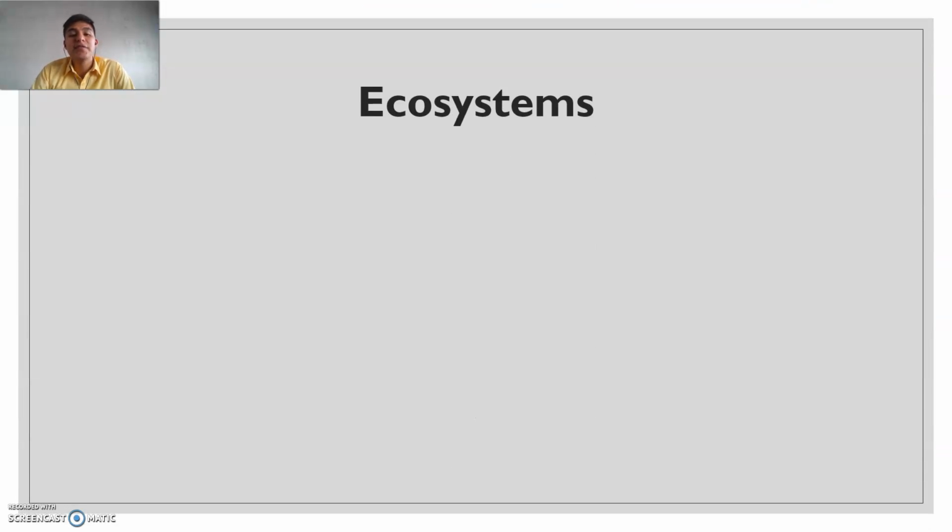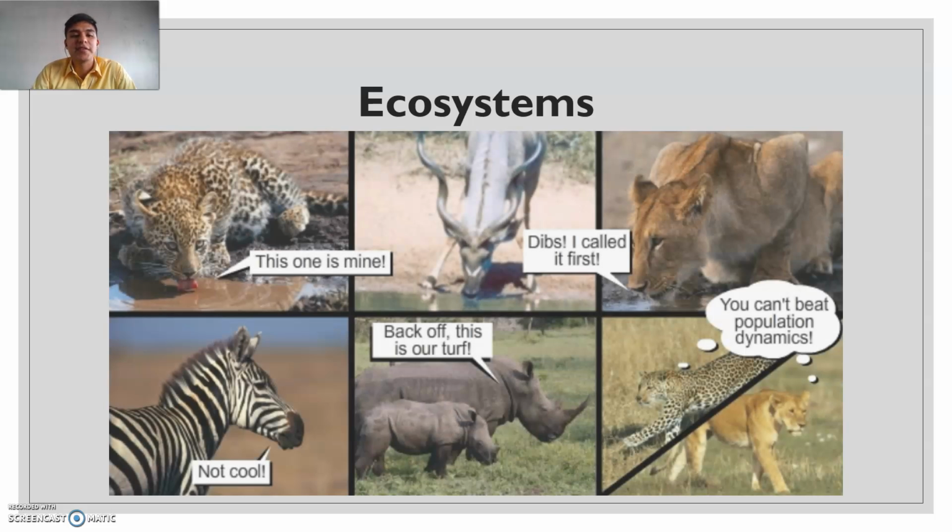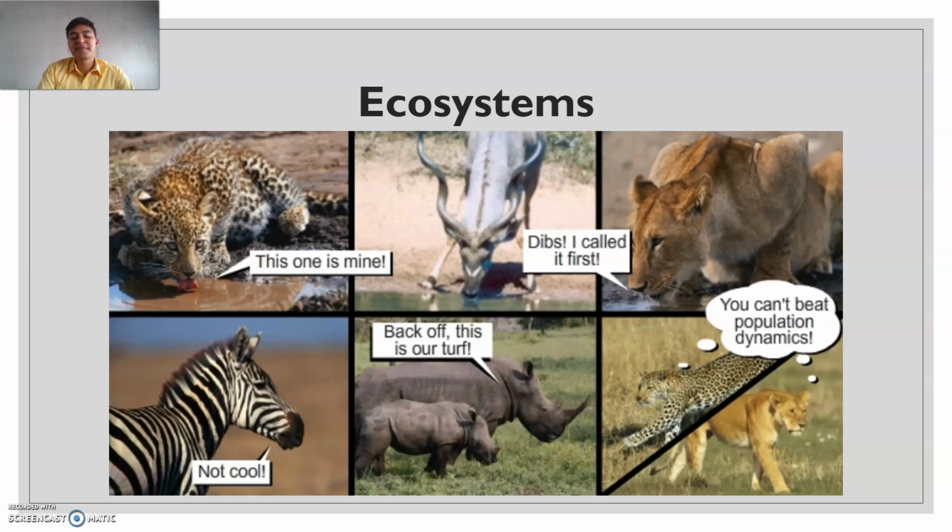Alright, so let's start. Today we're going to talk about ecosystems, which is a very interesting topic to analyze. We can represent some of the dynamics in ecosystems by taking a look at this picture. You can notice that you have different animals, such as zebras, rhinos, and lions right there. They have some interesting phrases as well. They say, "This one is mine," "I call it first," "We're not cool," and "Back off, this is our turn." You can see population dynamics.